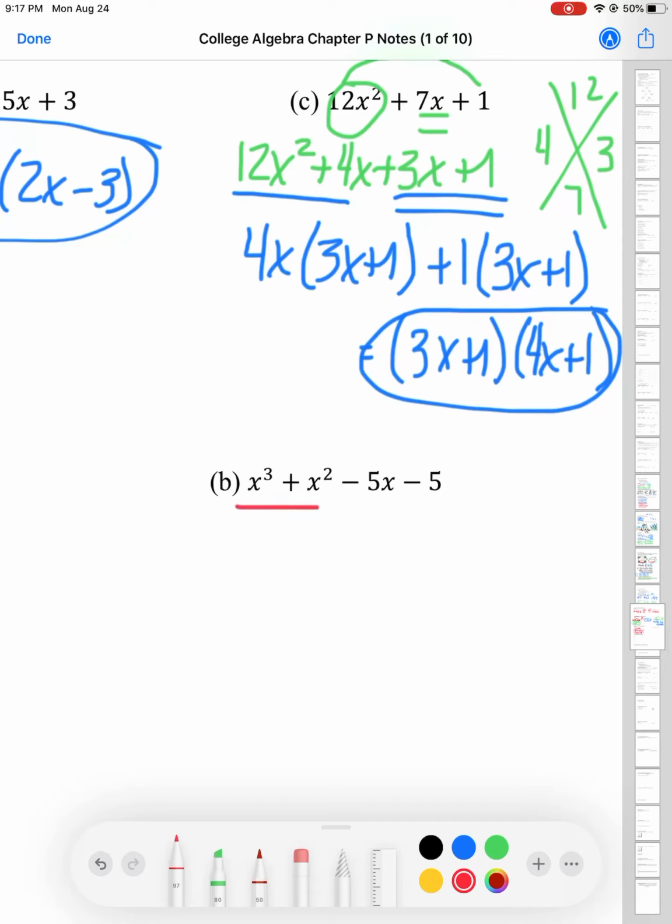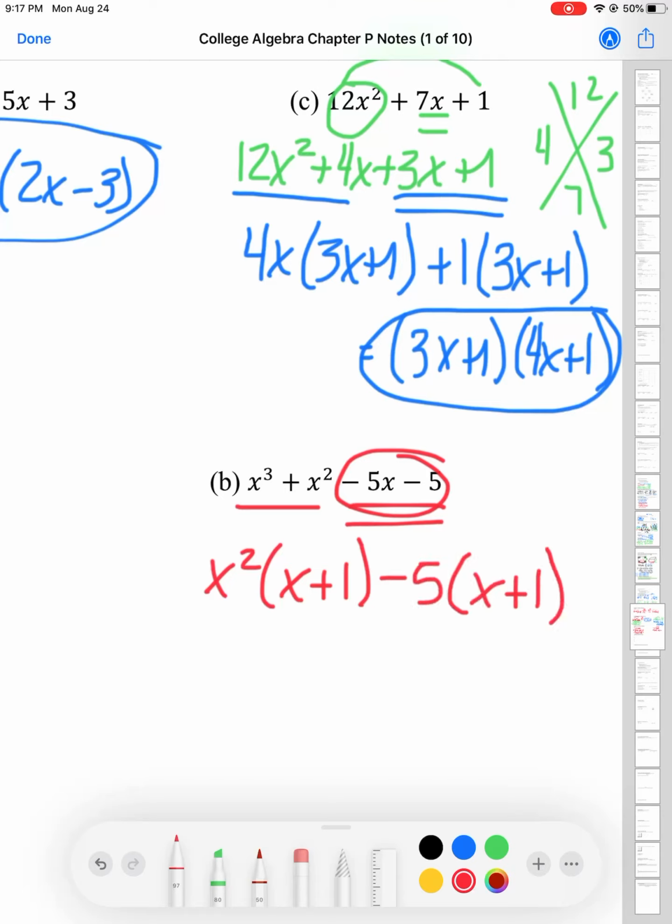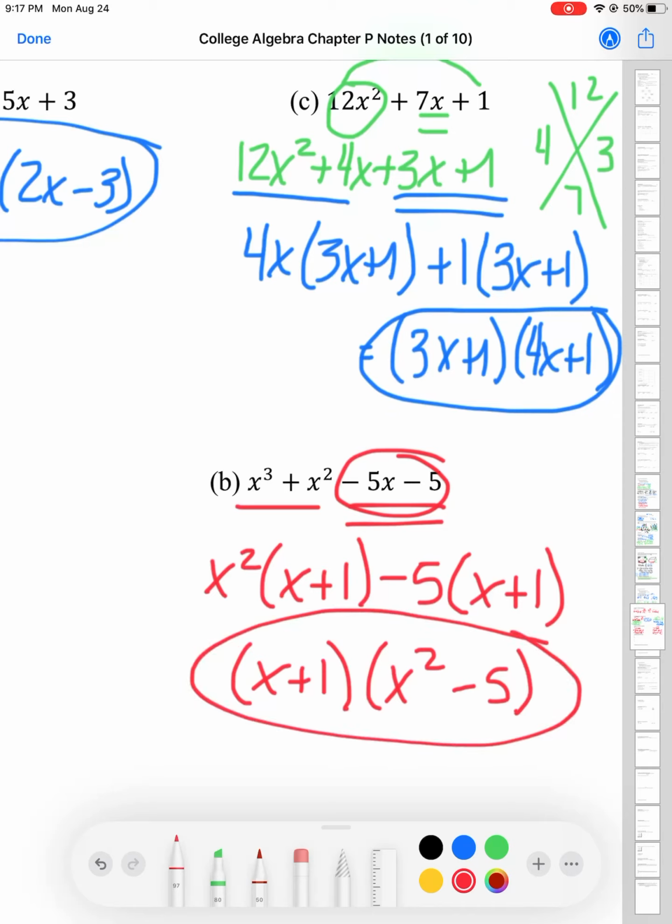Pause me and try this one on your own. But I'm going to group again like this. So I'm going to pull out an x squared, and I get x plus 1. So remember, whatever I pull out of here, I want to be left with an x plus 1. So I'm going to pull out a negative 5, and I am left with an x plus 1. So I get x plus 1 times x squared minus 5. And that is my answer.